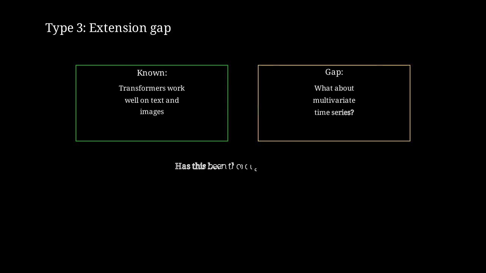Type 1. Method-dataset gap. Algorithm A has been tested on datasets X and Y, but not on dataset Z, even though Z is relevant. Type 2. Combination gap. Techniques A and B have been used separately, but their combination has not been tried. Type 3. Extension gap. Method A works for problem class X, but could plausibly be extended to problem class Y. For example, we know transformers work well on text and images. The AI might suggest, what about multivariate time series? This is a plausible extension gap.